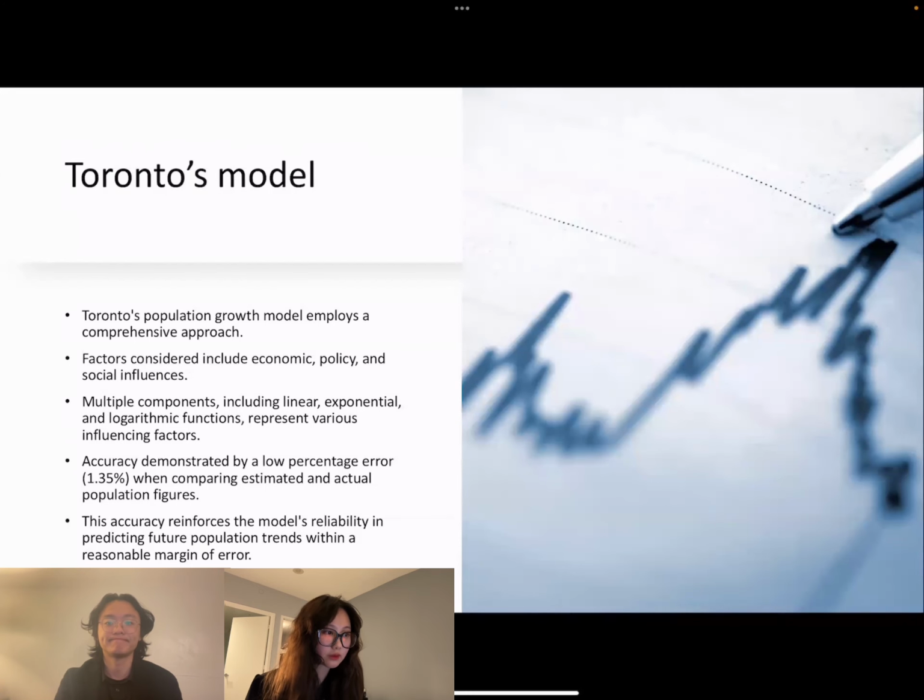The difference is Toronto's model presents a comprehensive approach to understanding population growth by considering multiple factors such as economic, policy, and social influence. The model incorporates multiple components to represent various influence factors affecting population growth in a complex urban environment like Toronto. Toronto's model showcases its accuracy by comparing estimated population figures to actual data for past years. Accuracy is demonstrated by a low percentage, 1.35%, when comparing estimated and actual population figures. This accuracy reinforces the model's reliability in predicting future population trends within a reasonable margin of error.